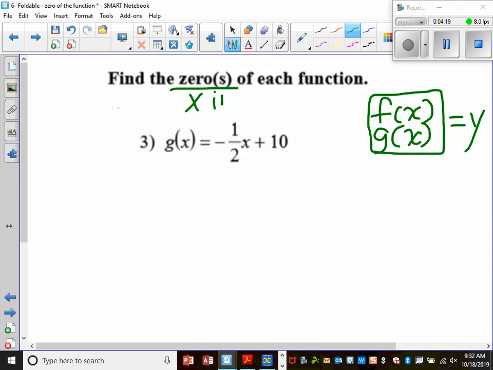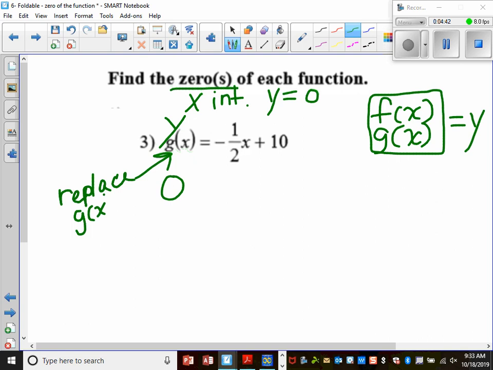So we just said a few minutes ago, if you are finding the zero of a function, that means the x-intercept, then that means the value of y is 0. Anytime you're on the x-axis. So where I see y, because remember again, g of x is the same thing as y, I am going to replace it with 0. So I'm going to say replace g of x with 0.